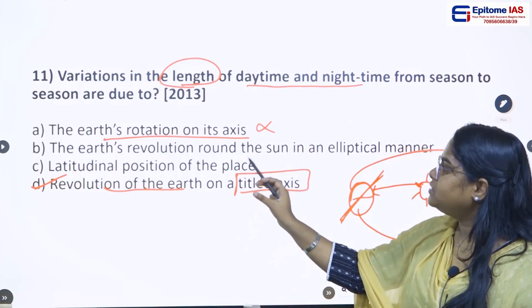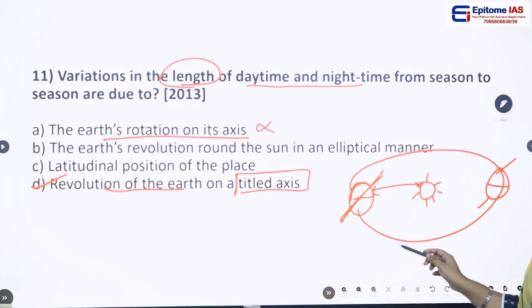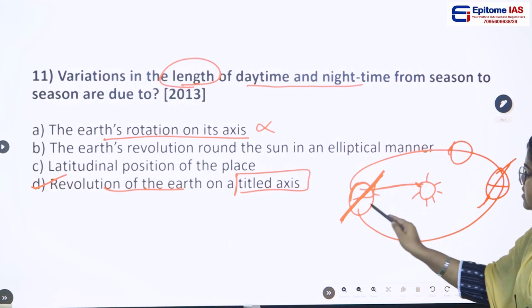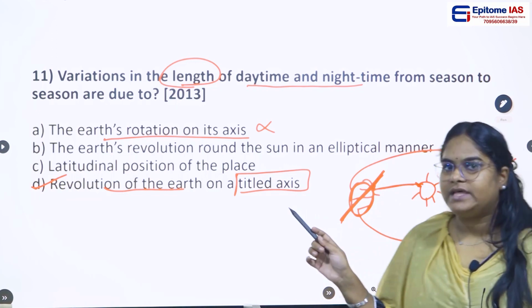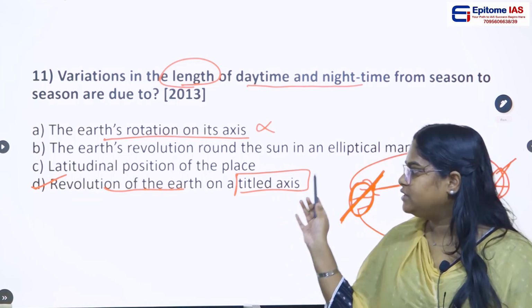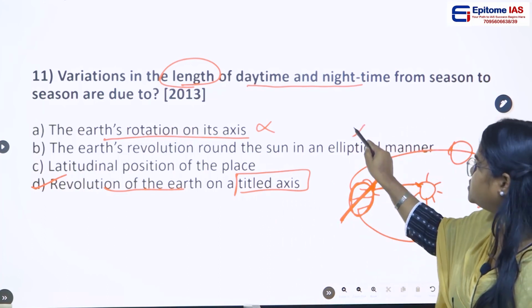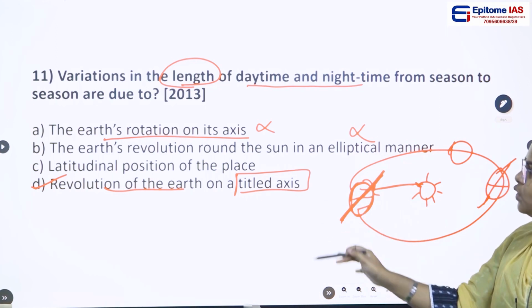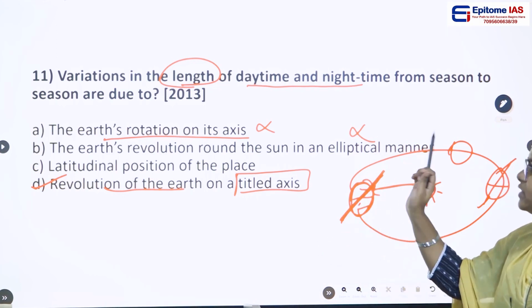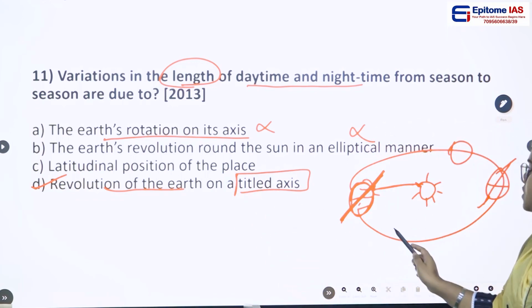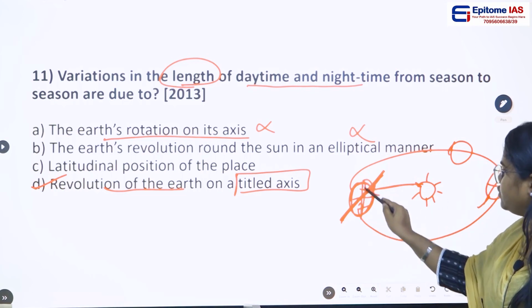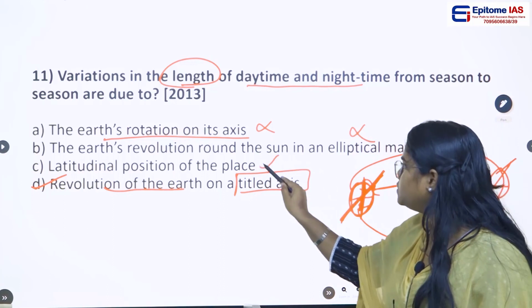And second, they are talking about the Earth's revolution around the sun in an elliptical manner. Let's say there is no tilt, but the Earth is just revolving around the sun. Then obviously we won't have these seasons, right? Both the northern hemisphere and the southern hemisphere will have equal day and night. It will be similar to the equinox, right? So this option is also wrong. The revolution along with the tilted axis causes the variation in day and night. And latitudinal position of a place: let's say there is no revolution, there is no rotation, then latitudinal position doesn't mean anything. So this also is wrong.